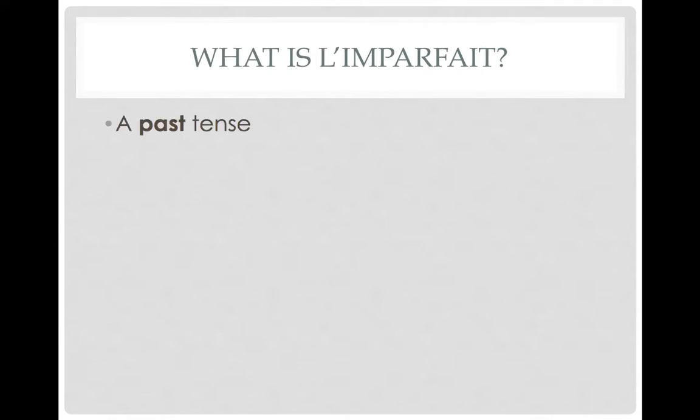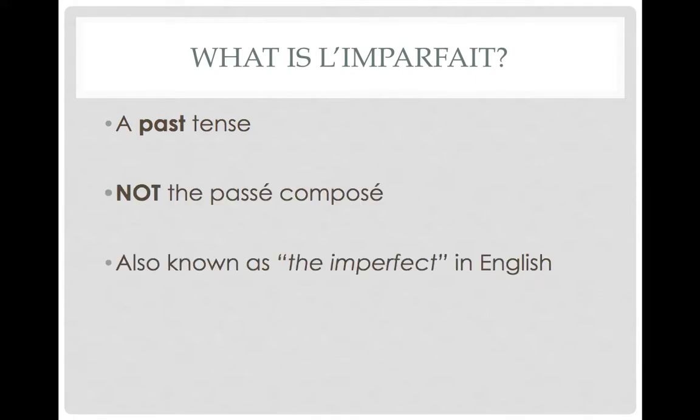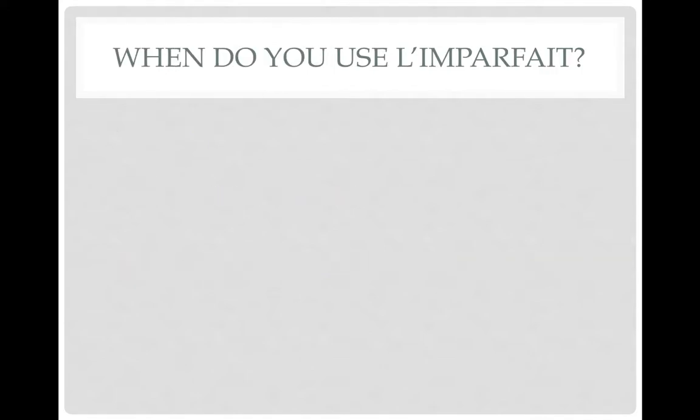What is l'imparfait? It is a past tense. However, it is not the passé composé. It is also known as the imperfect in English. So it is another past tense that we need to add to our arsenal of the passé composé, but they are not interchangeable. We use l'imparfait in a few specific scenarios.